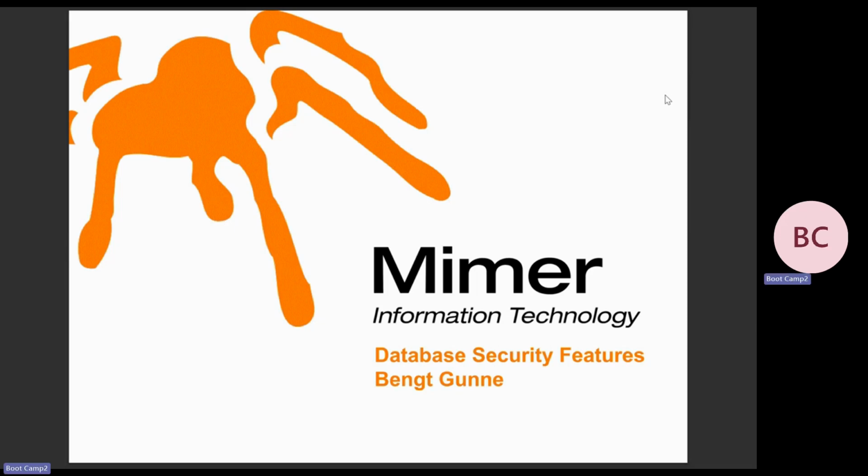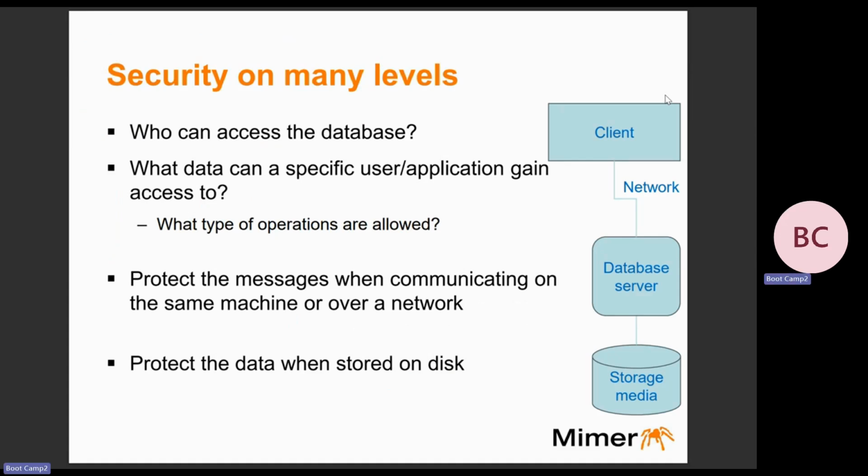Okay, so now I'm going to talk more about database security features. There is security on many different levels in a database system. Obviously, you have the database server and all the data within it, and you have to control who can access what data. But you also need to be aware that you're passing data over the network, and we want to make sure no one can see what you're doing towards the database server, and you want to protect data when it's at rest on the storage media.